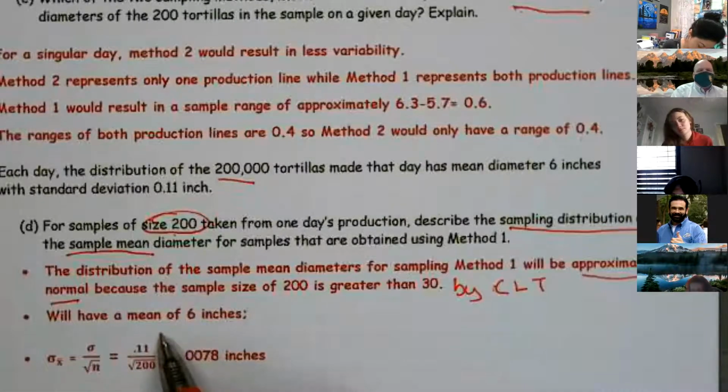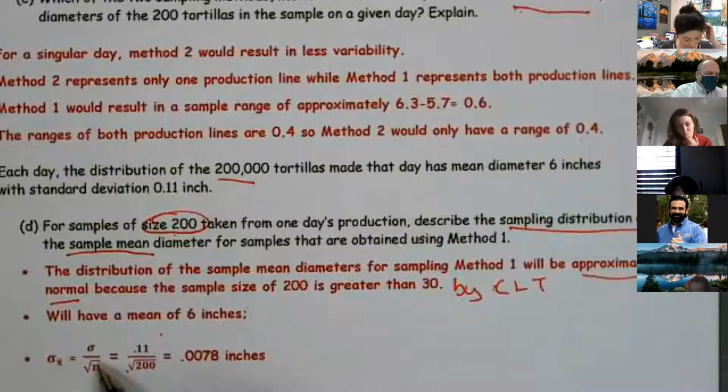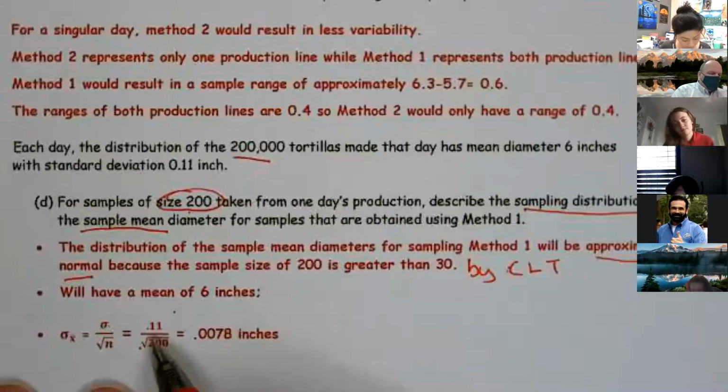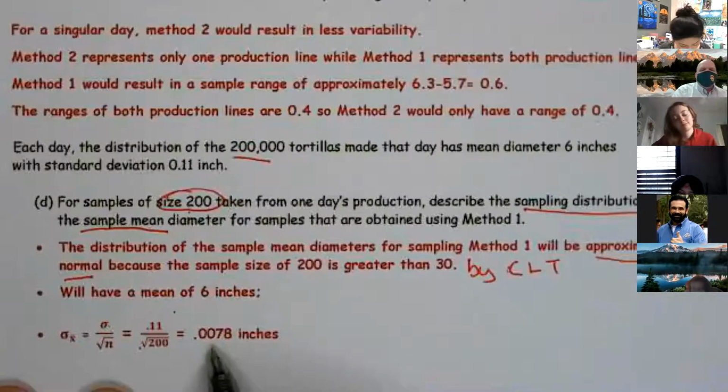Our mean will be 6 inches. It will have no change. And then our standard deviation is going to be the standard deviation of the population divided by the square root of our sample size. Well, our sample size was 200, the square root of 200, and then 0.11 was the standard deviation of the population. So I end up getting 0.0078 inches.